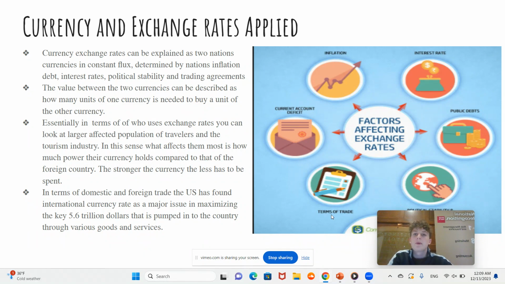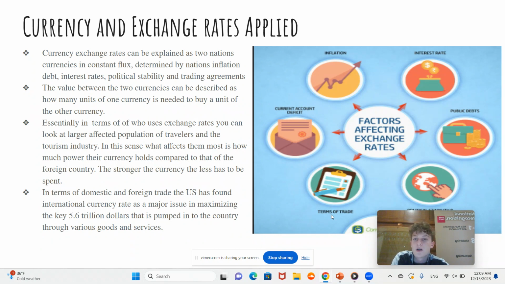Currency exchange rates can be explained as two nations' currencies in constant flux, determined by a nation's inflation, debt, interest rates, political stability, and trading agreements. Value between the two currencies can be described as how many units of one currency is needed to buy a unit of the other currency.